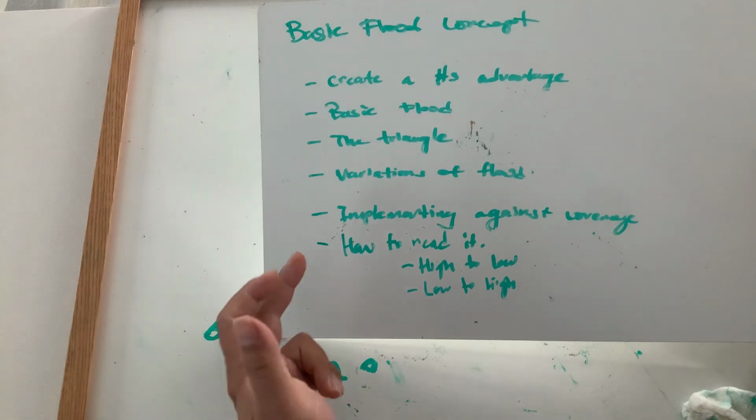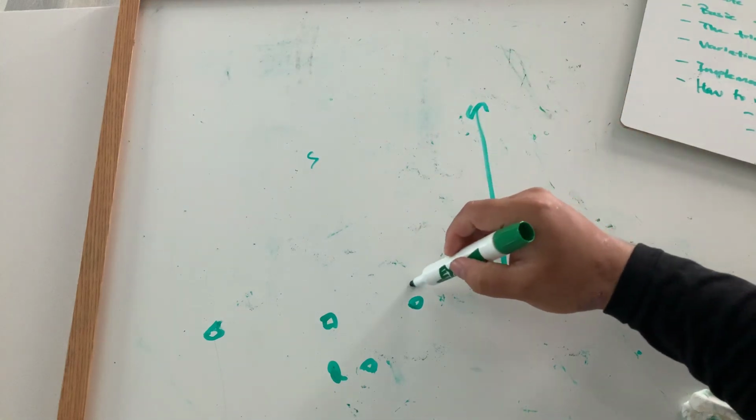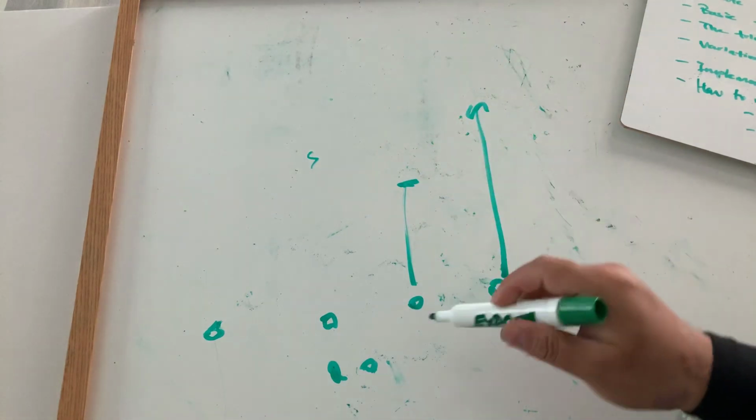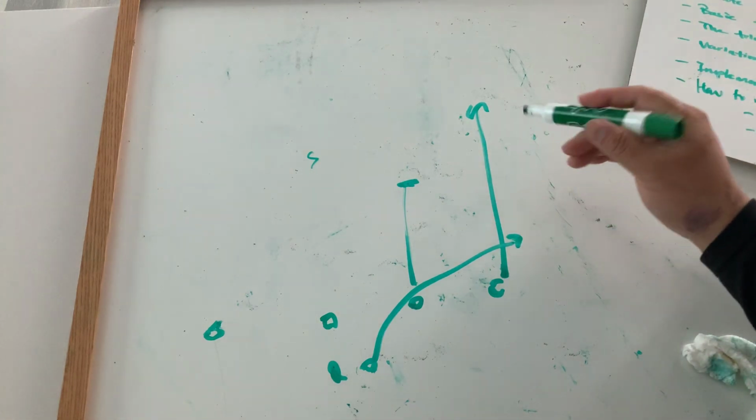Anyways, so we talked about variations of flood. Now let's talk about implementing against coverage, because I think that's so important. It's not good enough just to draw these up. We definitely have to talk about how they apply to coverages and how coverages are designed to stop it.